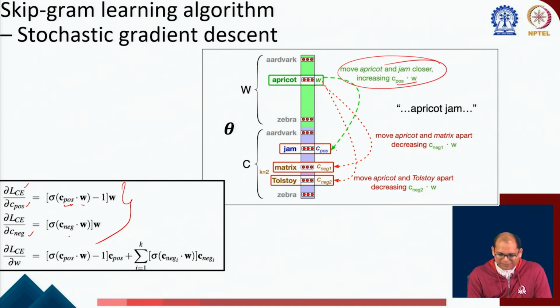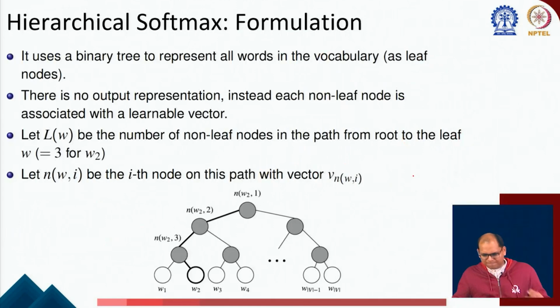On the other hand, for a negative sample, you will end up putting them far apart. So, you want to put, say, apricot and a negative sample like matrix, Tolstoy, far apart. That is what this learning algorithm aims to achieve. For a target word and context word, they should have high similarity in the embedding, and target word and negative word should have low similarity in embedding, they should be far apart.